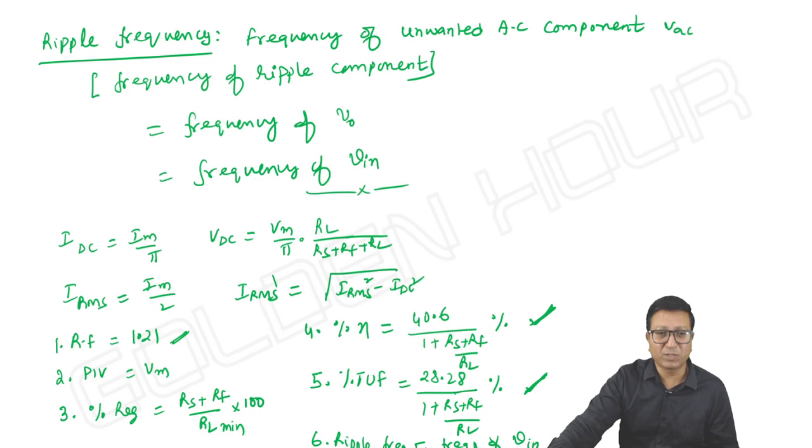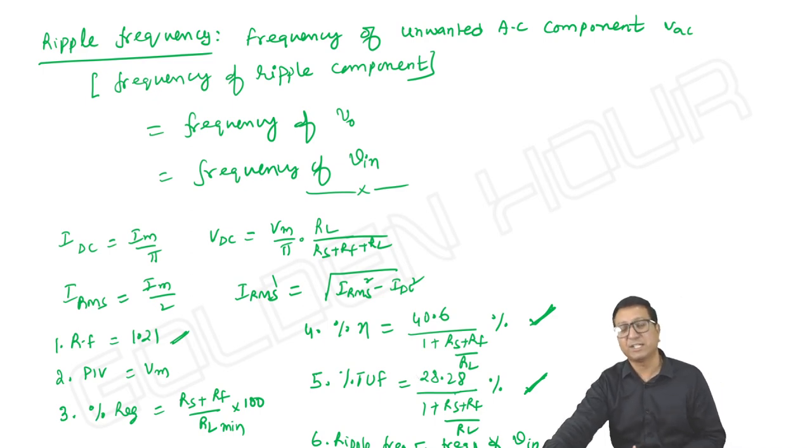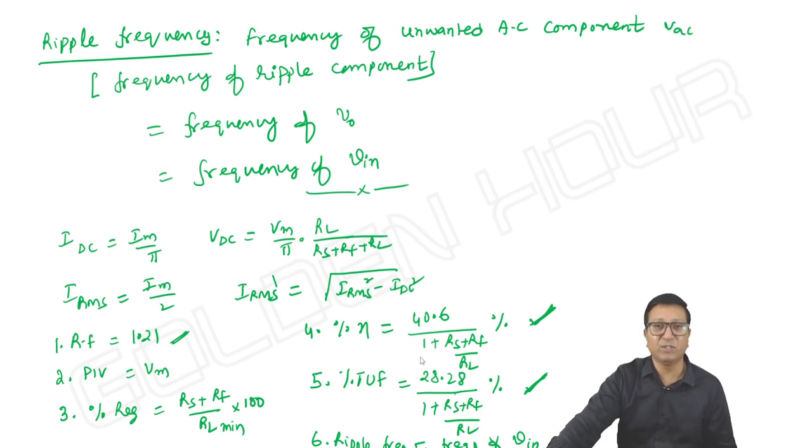So now to overcome the drawbacks of ripple factor, conversion efficiency, and TUF, we are going to the next circuit, that is the center tapped full wave rectifier.